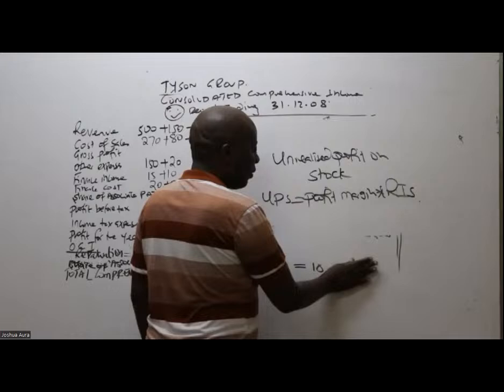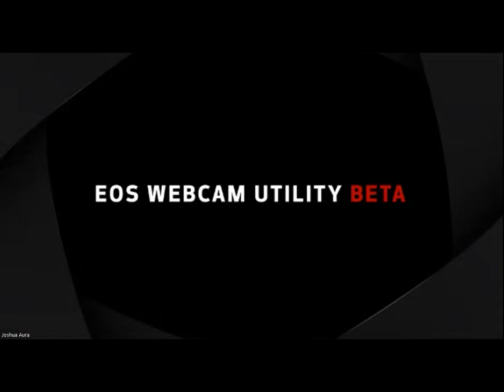There will be the concept of what here? Unrealized profits. Remember, we only realize profits by selling goods to third parties. But if you sell goods within the group, then you as an individual company have recognized a profit.